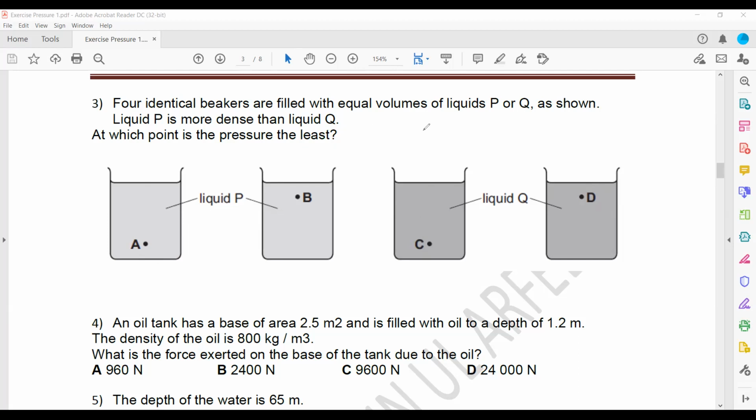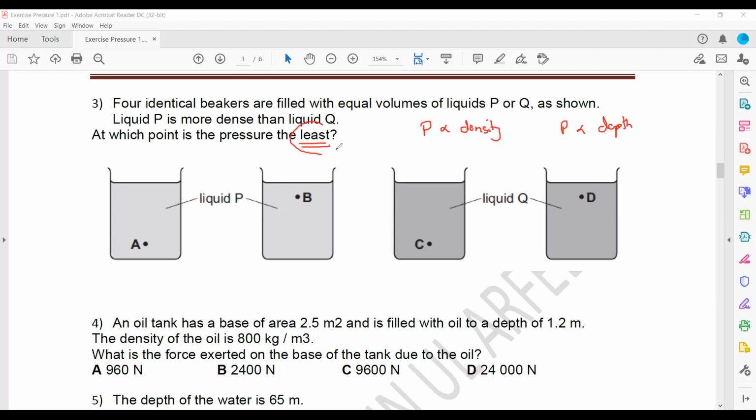The pressure exerted by the liquid depends on the density of the liquid and it also depends on the depth. So if we increase the density, the pressure will increase. If we increase the depth, the pressure will also increase. But in the question, they're asking at which point the pressure is least.